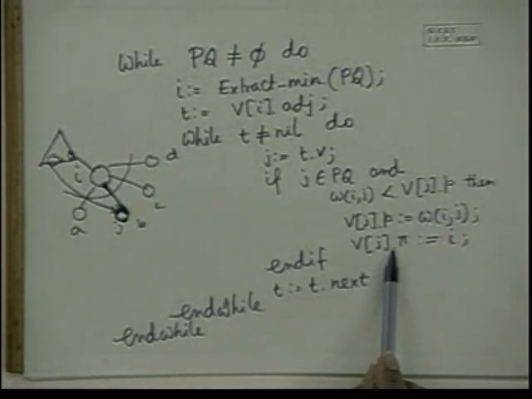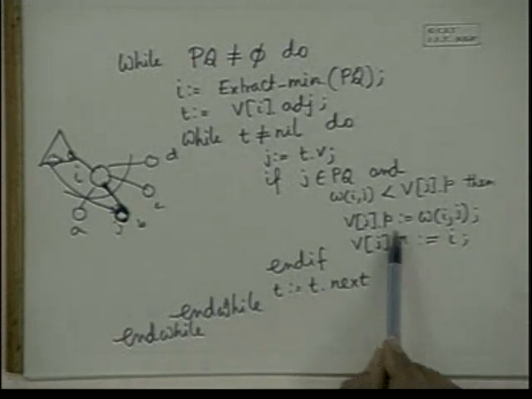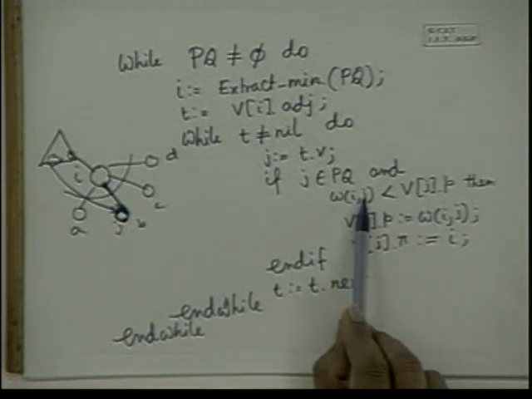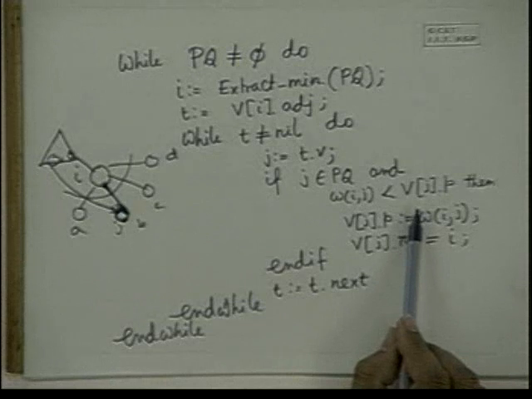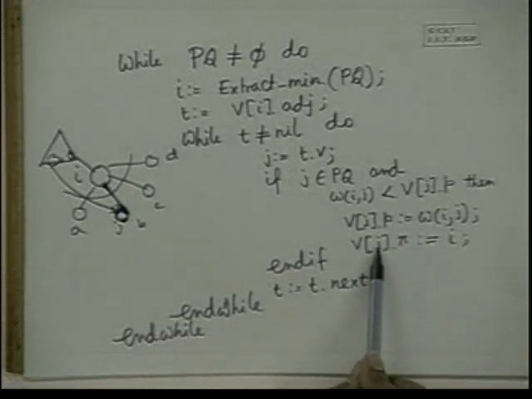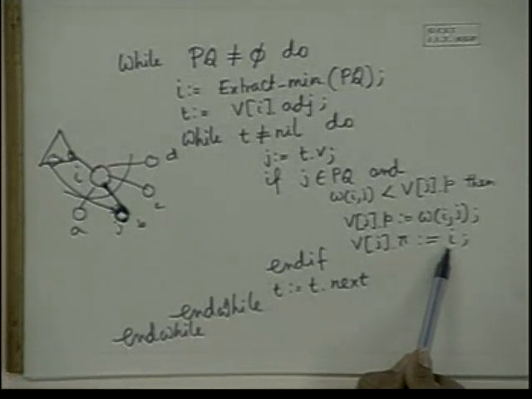And again, the pi field you are setting here. So at this point, if j is chosen next, suppose, then j will be reached in the minimum spanning tree from i, and that's what this pi field is doing.